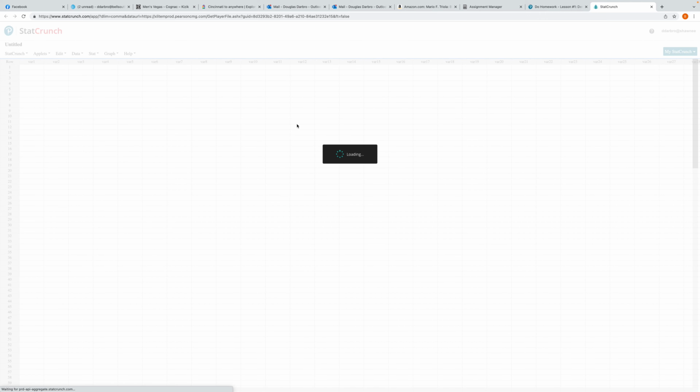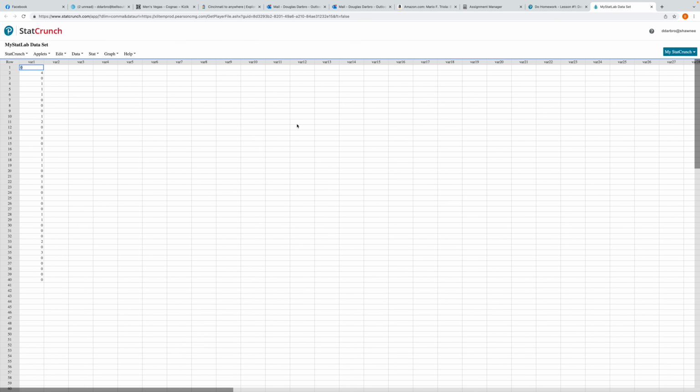It's going to check my login credentials, so hopefully I pass the test. Hopefully Shawnee has paid my StatCrunch login. So I have this listed as variable. If I wanted to change that, I could. F1 stats, yeah, whatever. I can call it whatever I want.